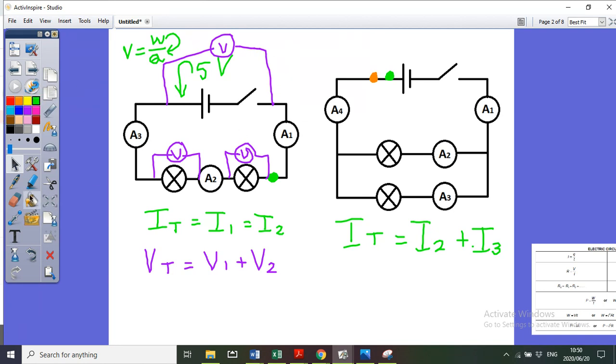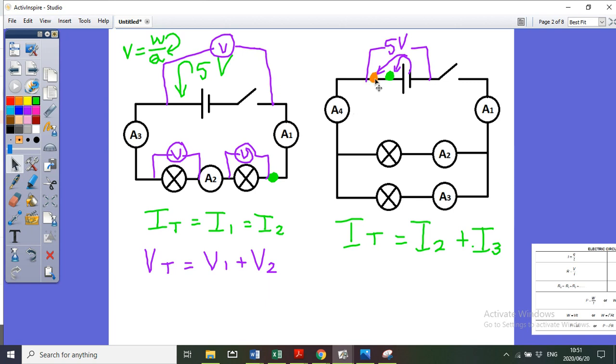So if I connect my voltmeter across my battery, I still have 5 volts. Always tell yourself, what does that mean? It means that each of these coulombs will get 5 joules. So the battery is loading 5 joules of energy onto green coulomb and 5 joules of energy onto orange coulomb.